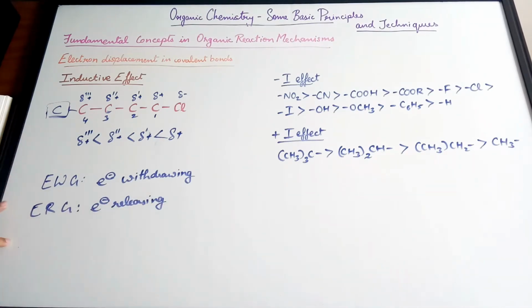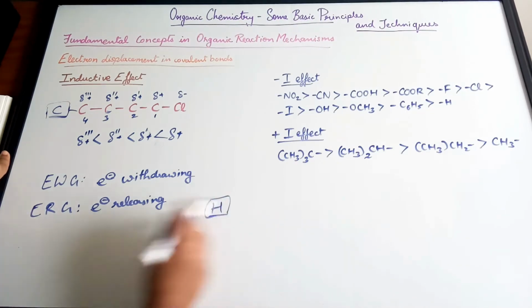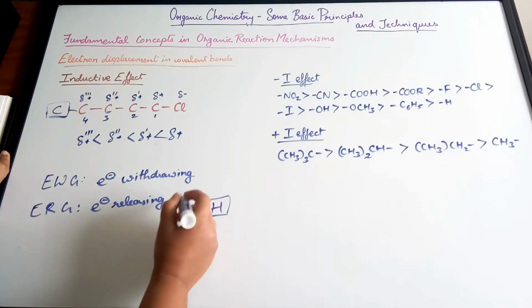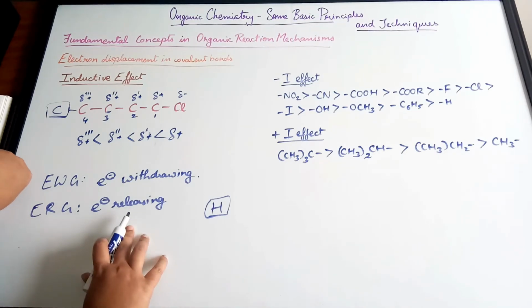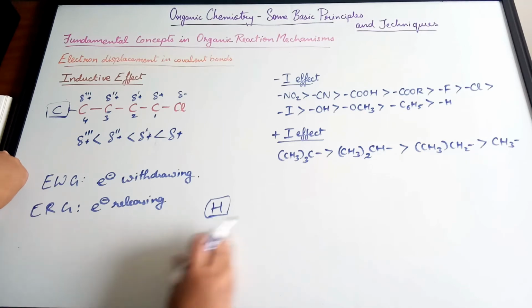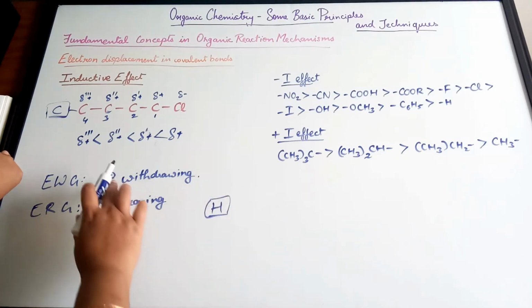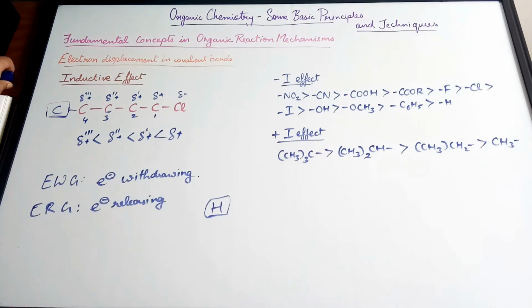So as their name suggests, electron withdrawing groups have the ability of pulling electrons towards them, whereas electron releasing groups will tend to release them. This is basically dependent upon hydrogen. Electron withdrawing groups have attracting power for electrons more than hydrogen, whereas electron releasing groups have attracting power for electrons less than hydrogen. So they're comparing to hydrogen: electron withdrawing will have more attracting power compared to hydrogen, and electron releasing will have less attracting power than hydrogen.